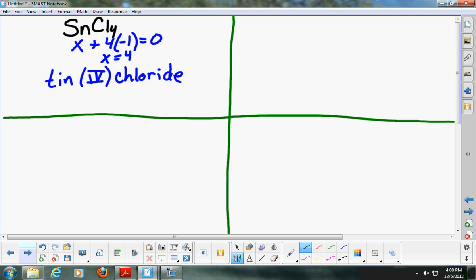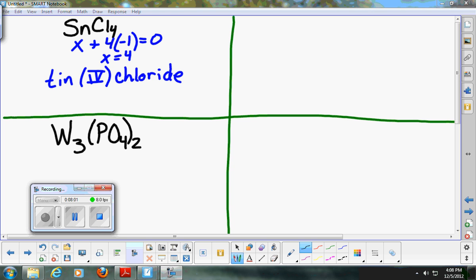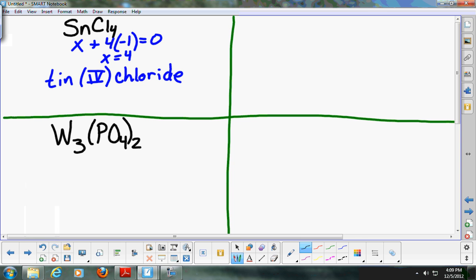Let's do a third one here. Let's take W and have it be a 3, and PO4 and have it be a 2. Alright, so here we have tungsten, and we have 3 tungstens, but we don't know the charge on tungsten, so it's going to be our X.